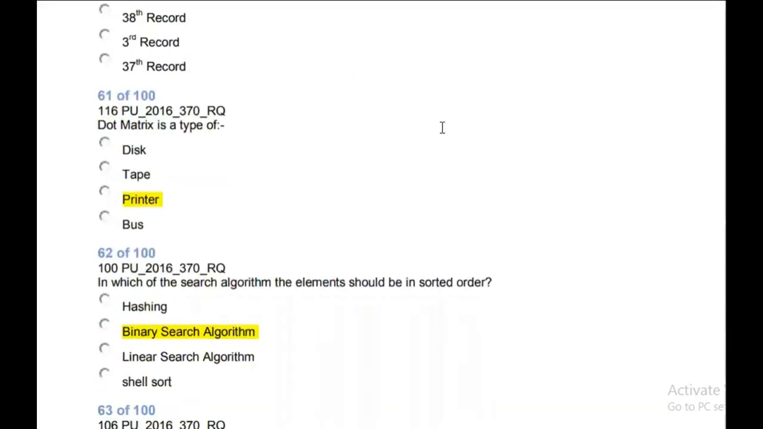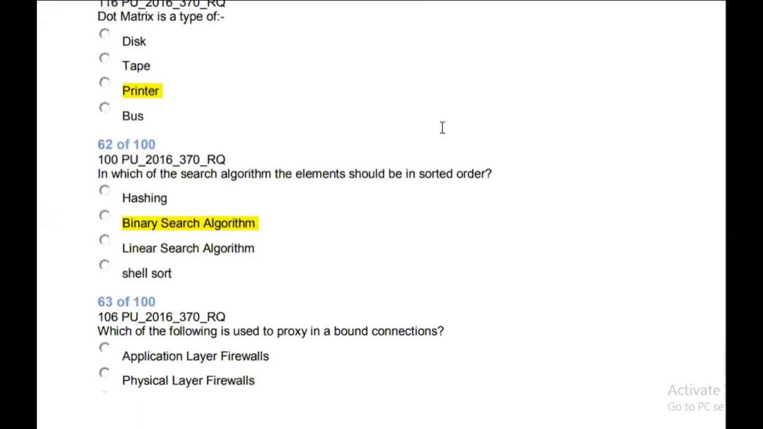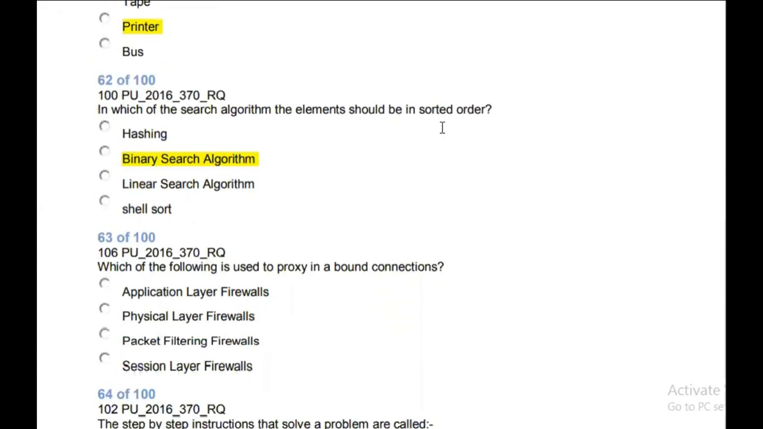Question number 61. Dot matrix is a type of printer. We know there are two types of printer, dot matrix printer and laser printer. Question number 62. In which of the search algorithms should the elements be in sorted order? Binary search algorithm. Option B is correct.